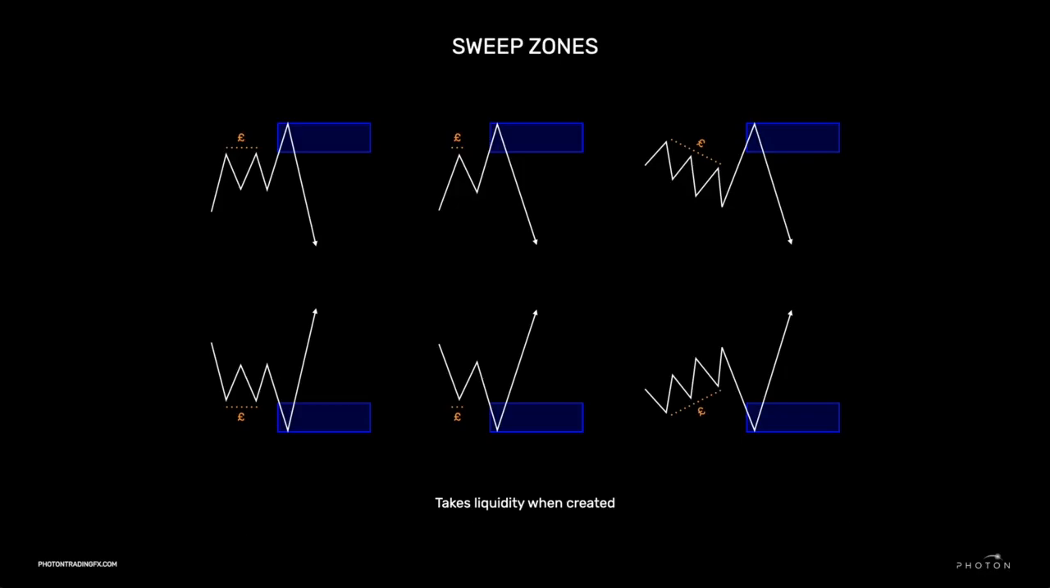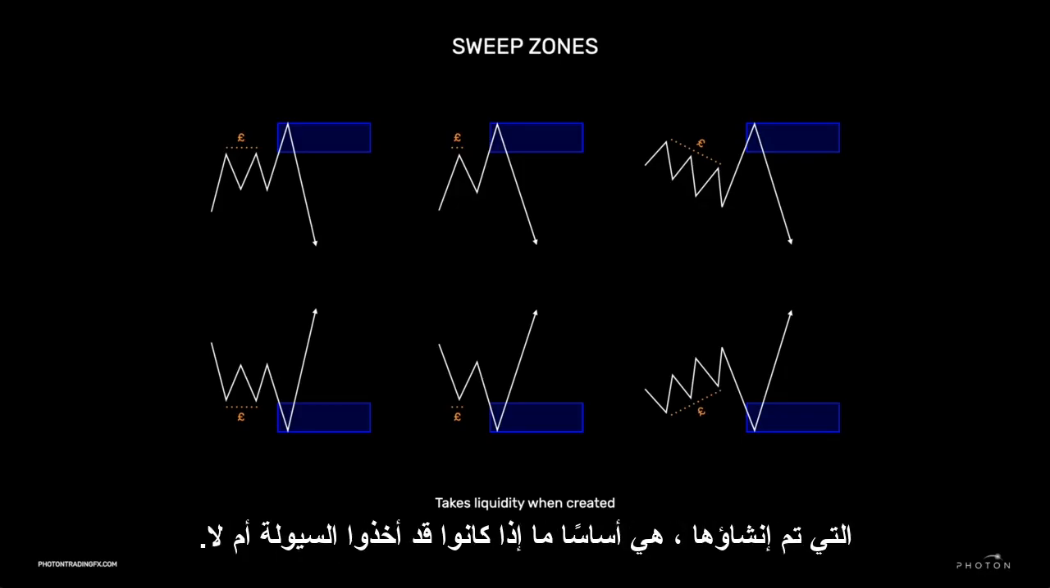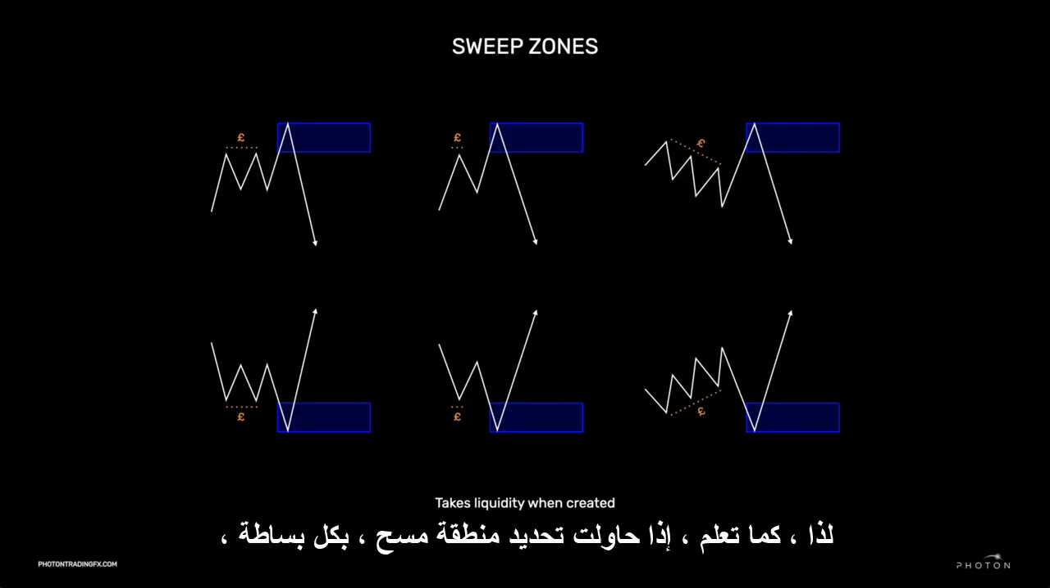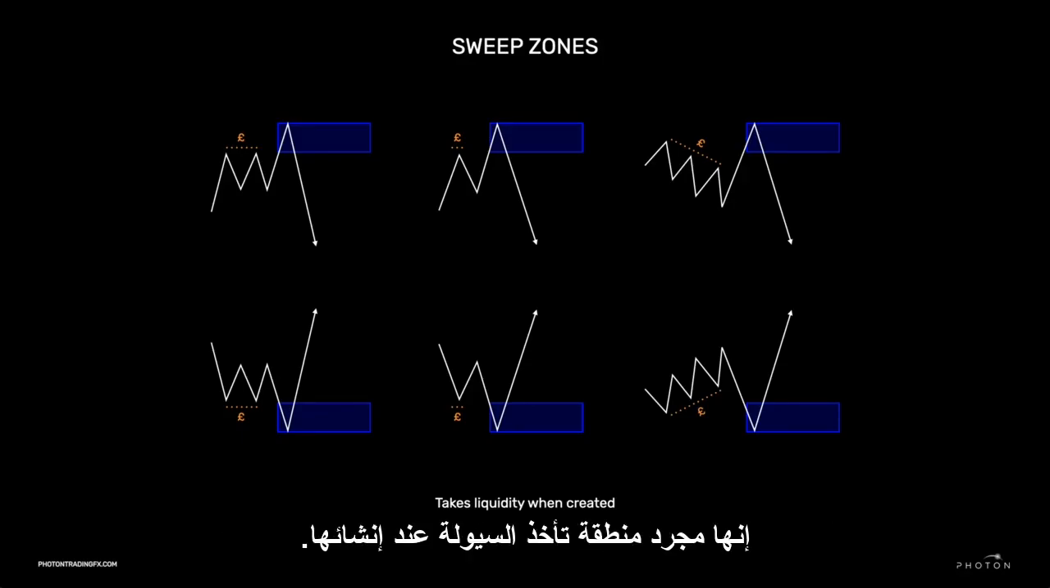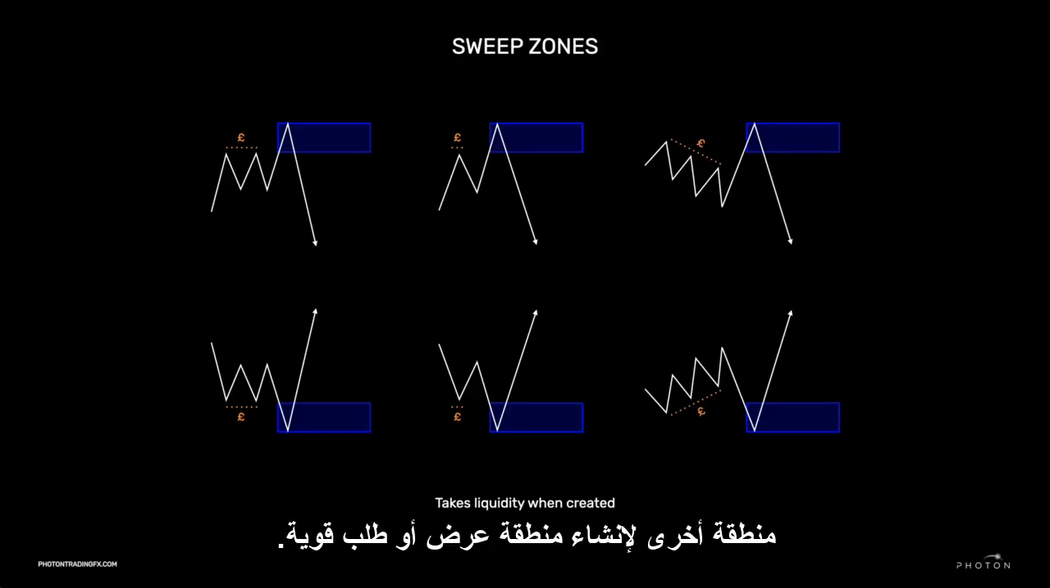But this is just another thing that we can look for when those types of zones are created, which is essentially whether or not they took liquidity. So if you were to define a sweep zone very simply, it's just a zone that takes liquidity when it is created. Essentially price will sweep structure and then reverse the other way, then break down through structure or take out another zone to then create a strong supply or demand zone.